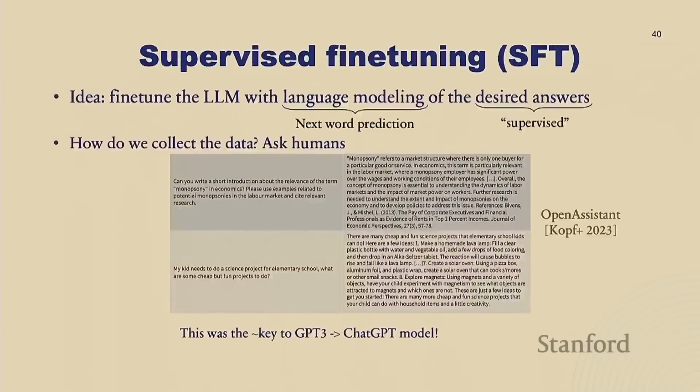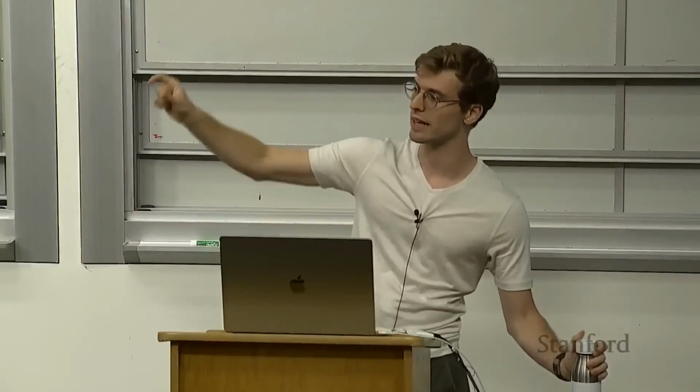So that's why here, I didn't emphasize enough. This is just language modeling. Fine-tune the LLM with language model on the desired answers. So this is literally the same loss. It will be different in 2 seconds. But the first step of SFT is literally the same loss, where you just say, okay, I want to actually specialize on that type of data.